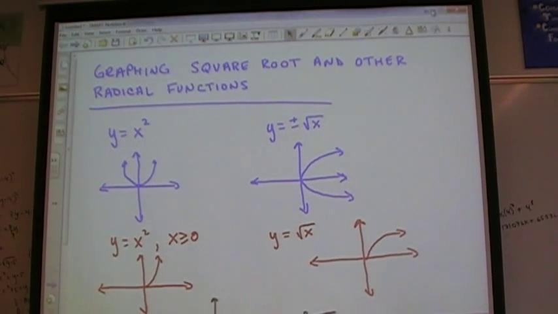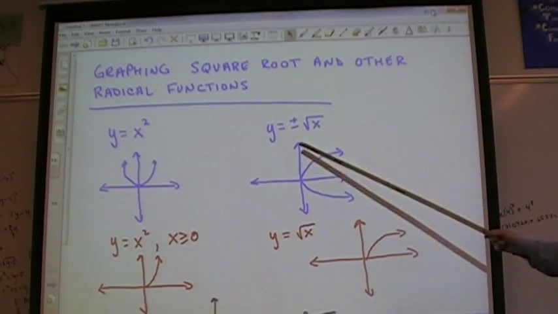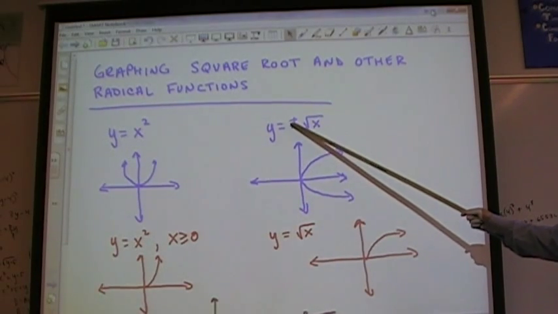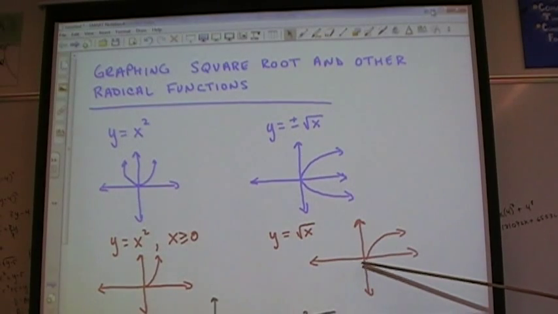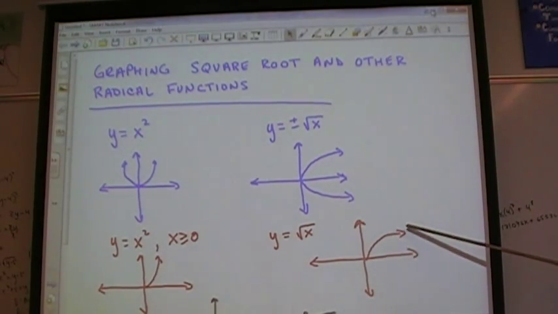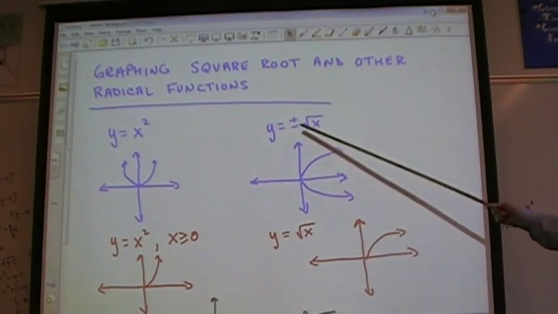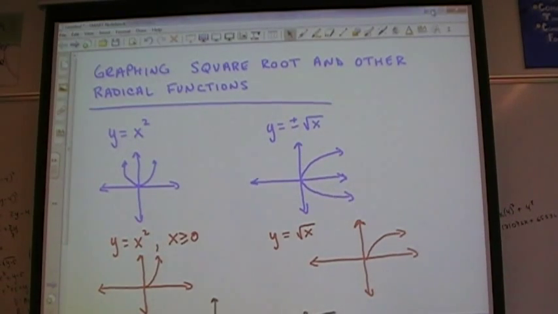Wait, how did you do the last graph? The red? Yes. It's just like this one up here, but if you don't have plus minus, you're only doing the positives of square root x, so it would be right here. It would be the top half. If you put the negative in with it, that's the bottom half.